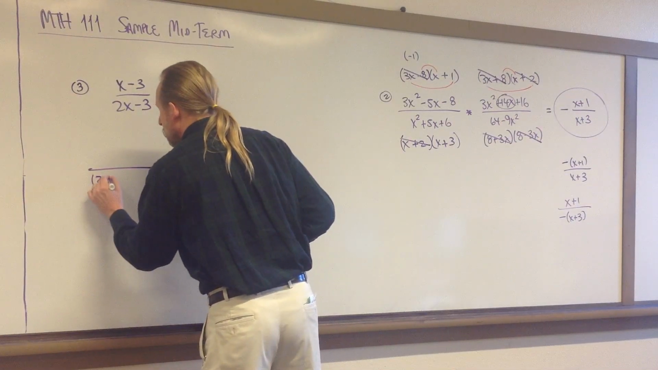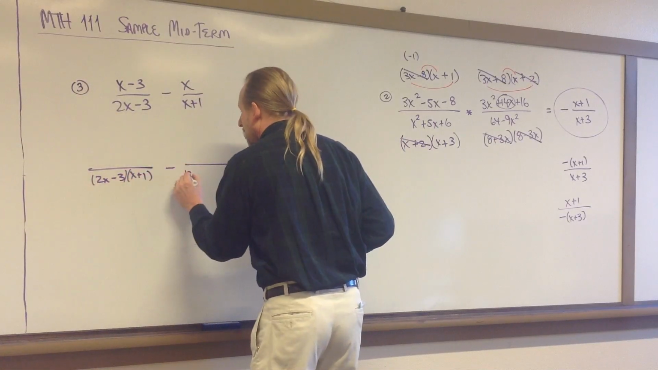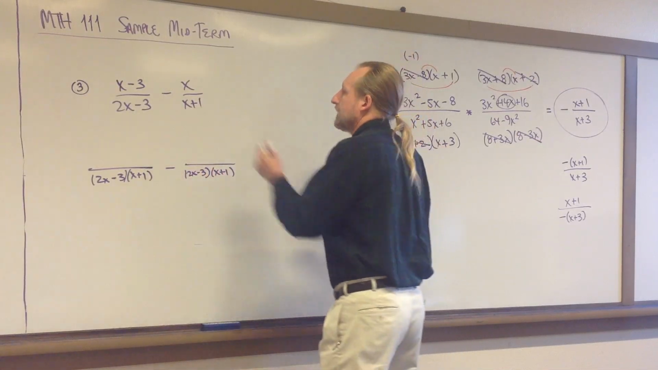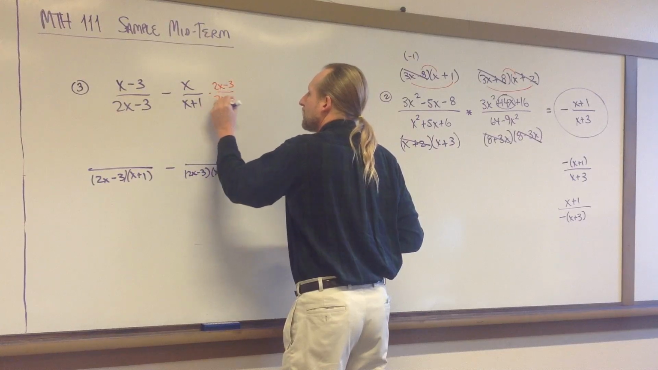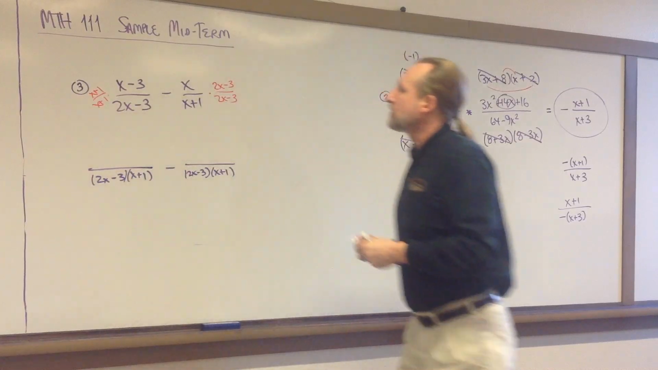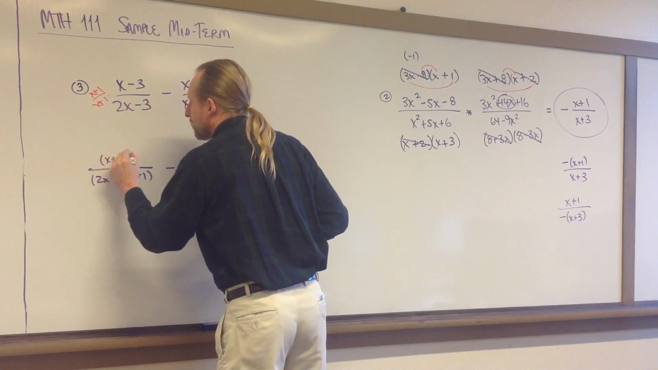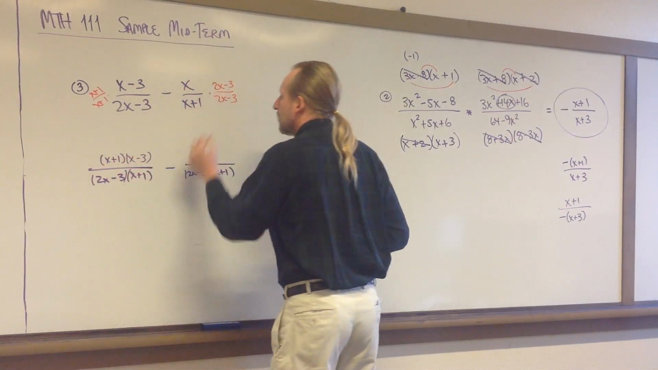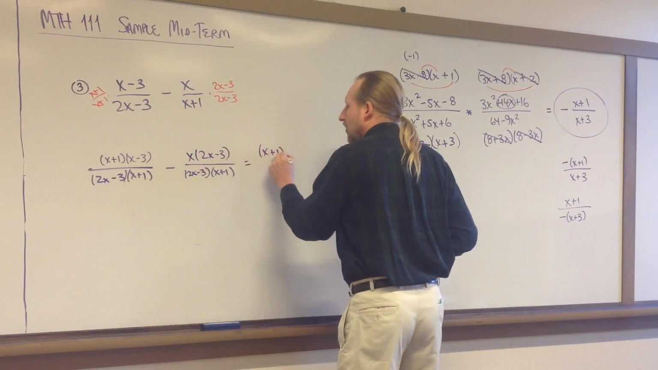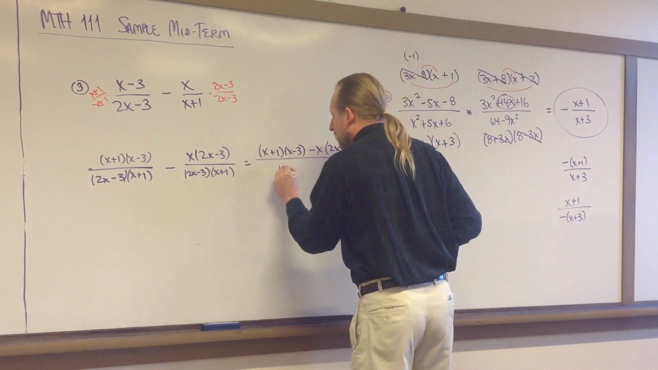So let's see, this will be (2x minus 3) times (x plus 1), and (2x minus 3) times (x plus 1). So this one has to get multiplied by (2x minus 3) over (2x minus 3), and this one gets multiplied by (x plus 1) over (x plus 1). So, in the numerator, we get (x plus 1) times (x minus 3), and over here, x times (2x minus 3), and then we can just write it as one big fraction with a single denominator.